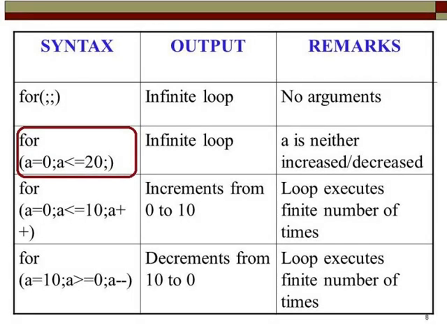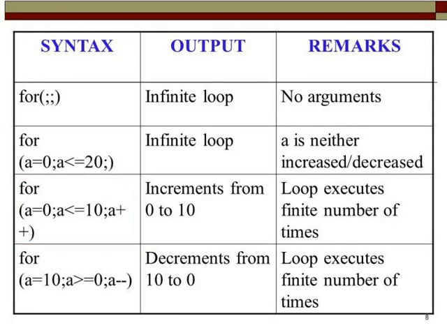So, if each time the value of a is going to be 0, each time it is going to be less than 20, and the loop is going to keep executing time and time over again. So, that is also an infinite loop, and the remark is that the value of a is neither increased nor decreased, it is not updated. So, this is also an incomplete for loop.